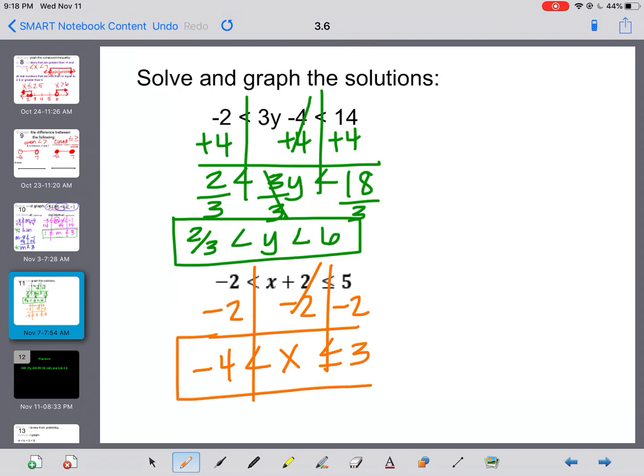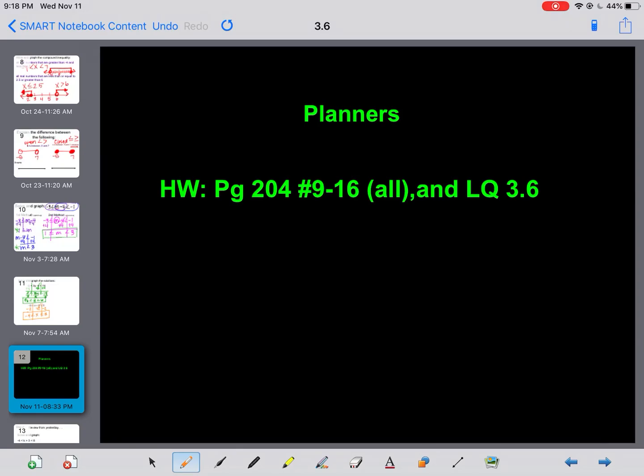Okay, on the bottom, I'm going to subtract 2 in all 3 places. And I'm going to get -4 is less than x, which is less than or equal to 3. All right, that ends part 1 and the homework that you should be able to do tonight.